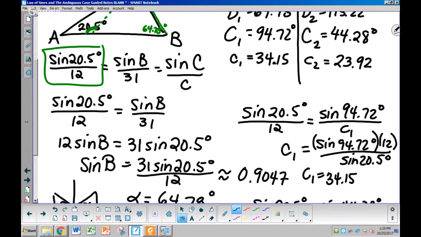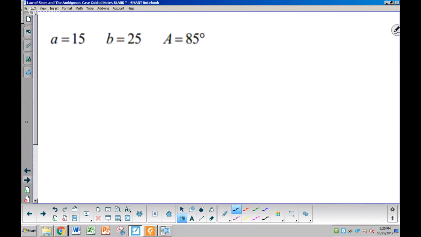Now, why is it a big ass problem? Because it takes us a lot of time, right? That's right, because we have the possibility of two triangles, but sometimes big ass problems turn out to be a lot easier than that. So let's do 85 here. Let's see if this one is.